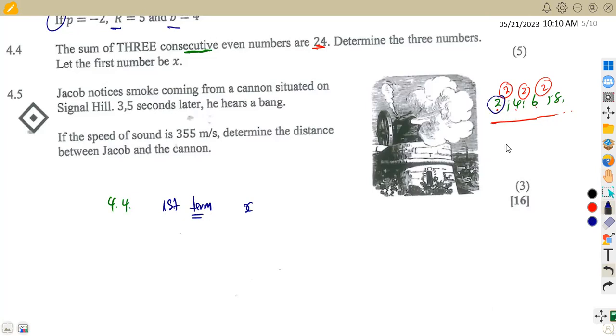If our first even number is 2, the second even number, since there is a difference of 2, we are simply going to add 2. 2 plus 2, that is a 4. If we've got a 4, we simply add 2. 4 plus 2, that is a 6.